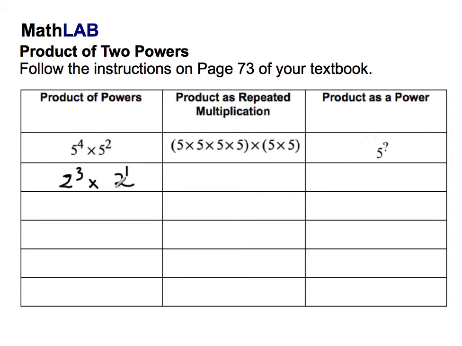So if I take this, it's the product of powers. Basically what I'm going to do is multiply these 2 powers together. So I'm going to have 2 times 2 times 2. That is represented by 2 to the power of 3. Now that is multiplied by 2 to the power of 1. Another way of writing 2 to the power of 1 is 2. So instead of writing them as 2 separate powers, I can actually write it as 1 power.